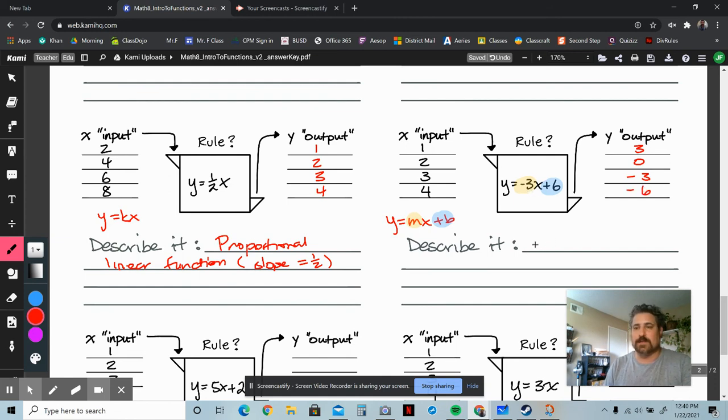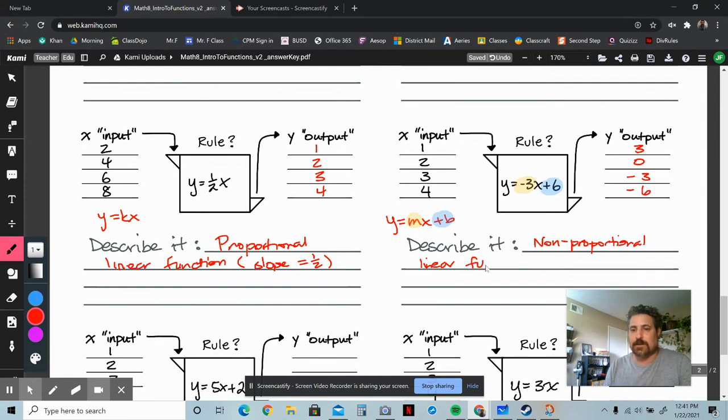So we can describe this as non-proportional because it doesn't go through the origin. It crosses at 0, 6. But it's still linear because it has a constant rate, and the rate of growth is actually a rate of decrease, right? Where it goes down by 3 every time it increases by 1 to the right. So to the right 1, down 3. So this is a linear function with a constant rate. The slope is always going to be negative 3.